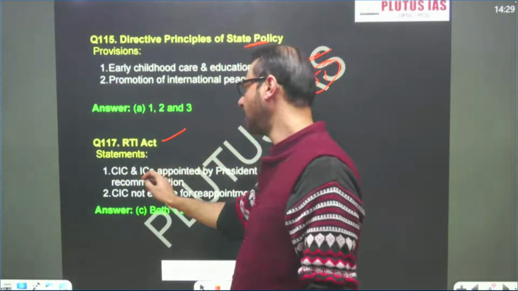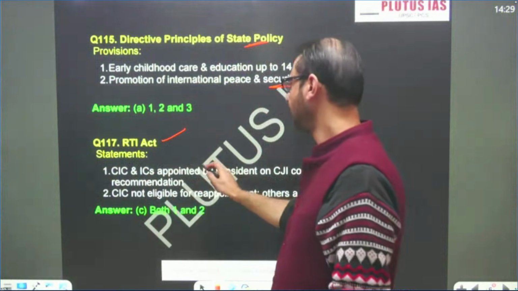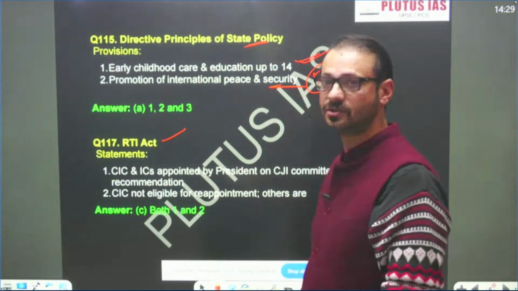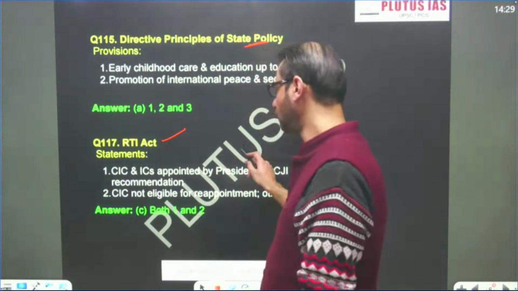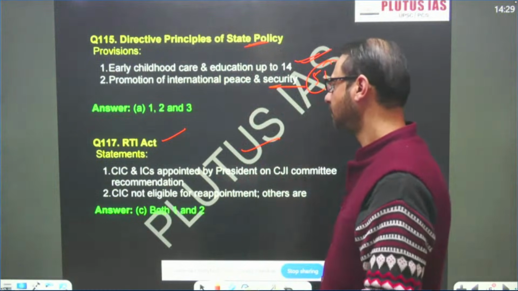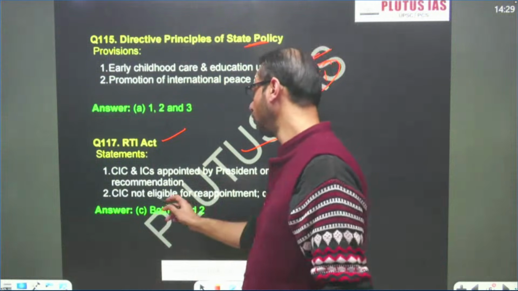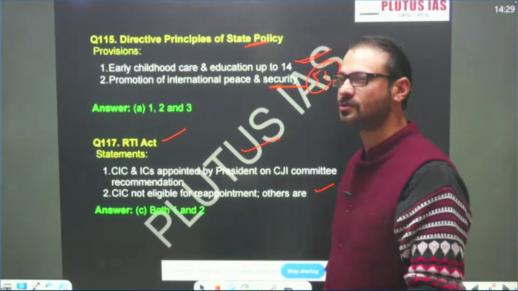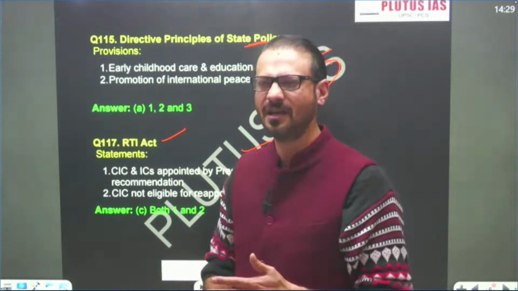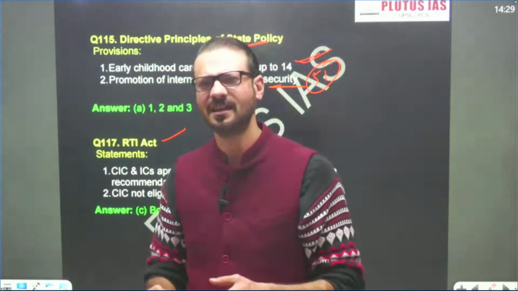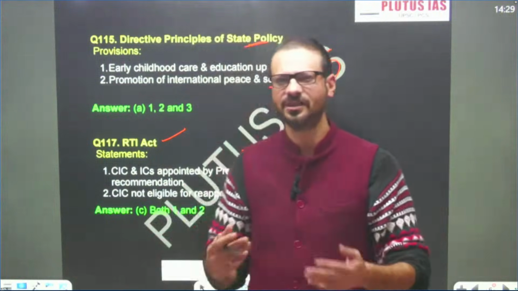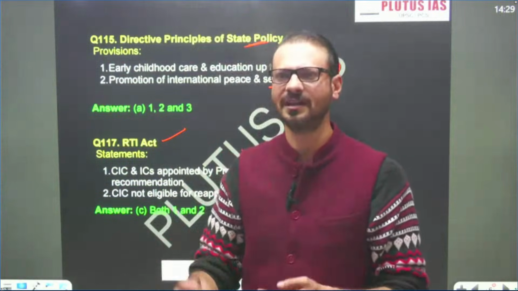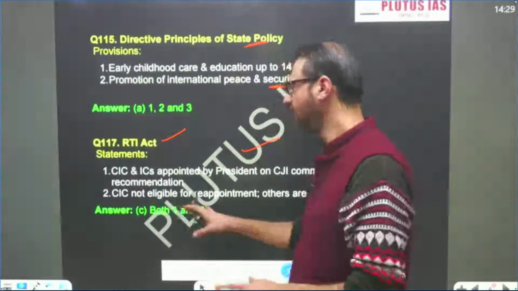Chief Information Commissioner or Information Commissioners, they are appointed by the President on CJI's recommendation, Chief Justice of India's recommendation. It is true. The Chief Information Commissioner is not eligible for reappointment, while others are. This is also true. This is same as in the case of UPSC and PSCs. The chairman is not eligible for reappointment, while the members can be appointed as chairman. So on those lines, we have devised this.